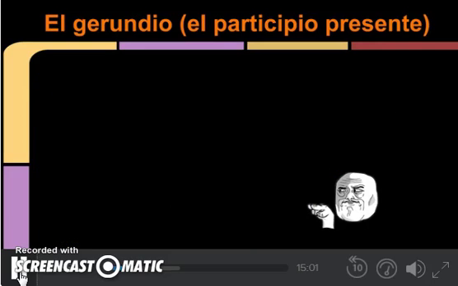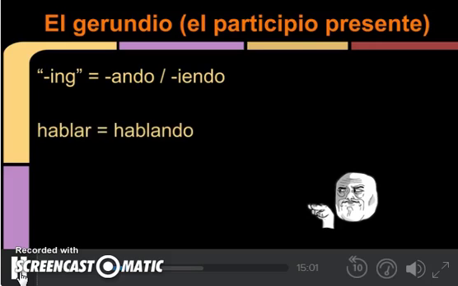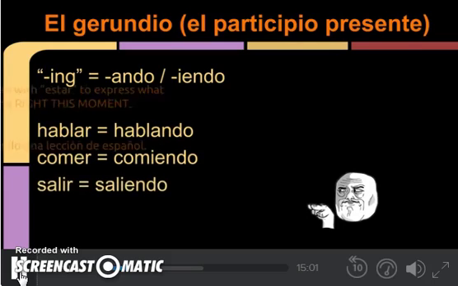Okay, so here's a reminder of what the present participle is all about. The present participle in Spanish is also known as the gerund, el gerundio, el participio presente. So that is the equivalent of ing. And ing in Spanish we form by chopping off the AR, ER, IR, and adding ando or yendo. So that's what the present participle is. So for example, hablar, we use hablando, comer, comiendo, salir, saliendo.